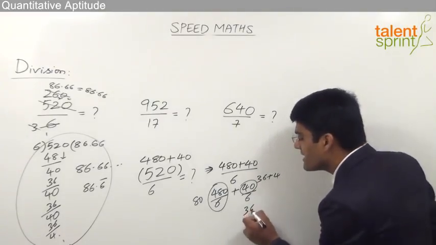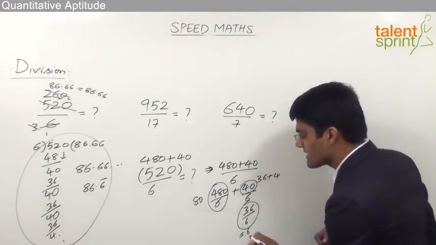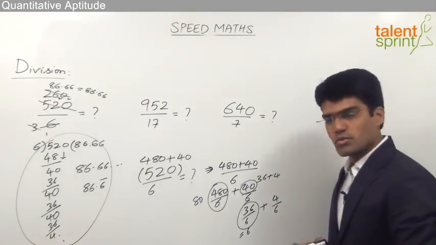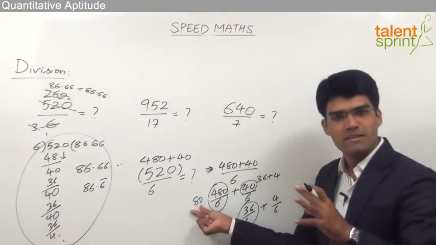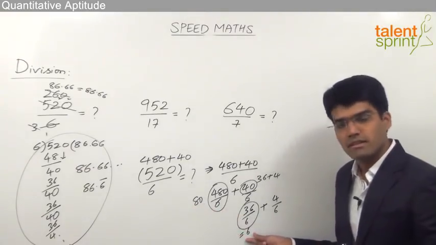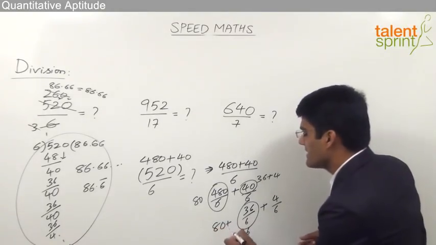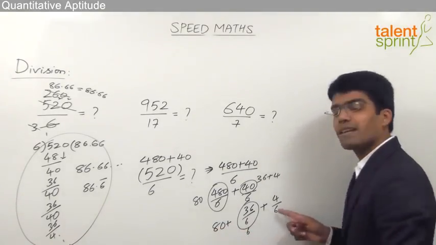We know that 36 by 6 is equal to 6. And the extra part that we have is 4 by 6. So far we have got 80 in the first division, 6 in the second division, and the left out part is 4 by 6. So 80 plus 6 plus 4 by 6 should be taken as the answer.